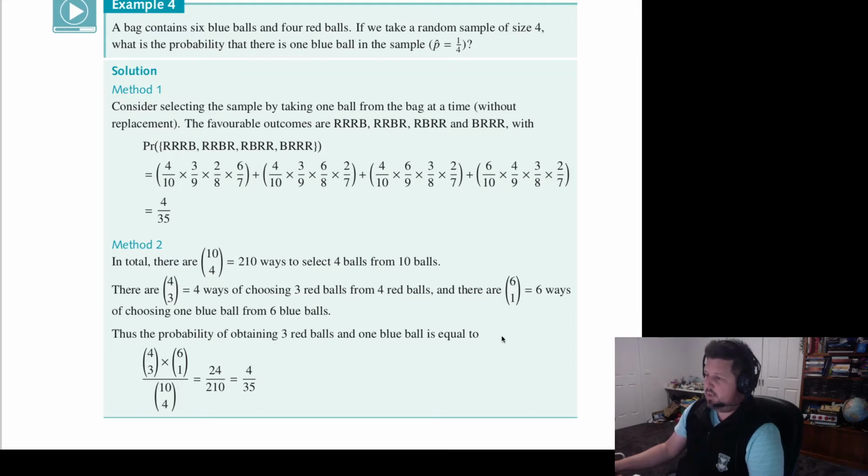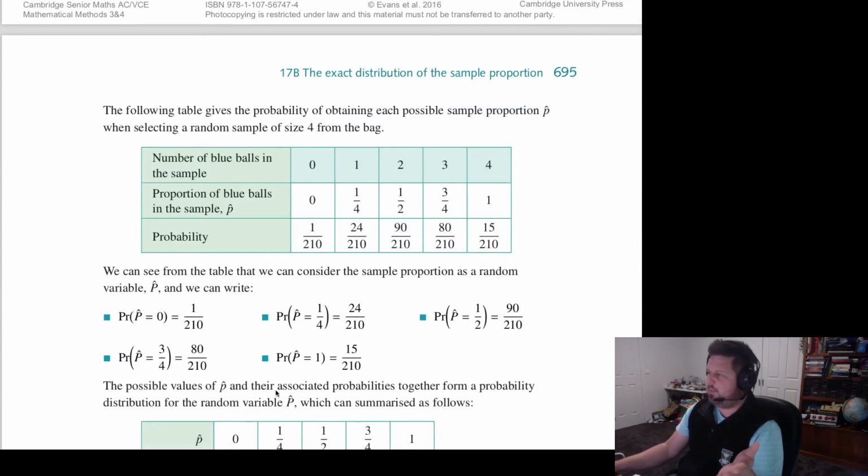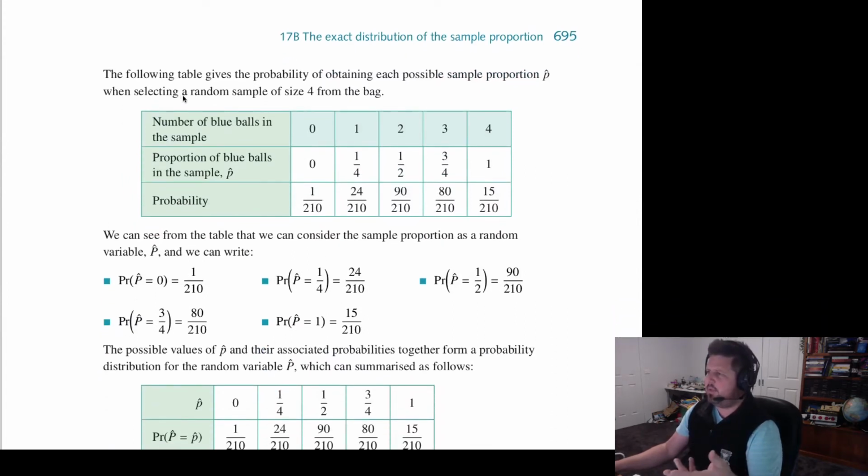Method number 2 is again using that selection stuff that we spoke about at the top. It says in total there are 10C4, or 210 ways, to select 4 balls from 10 balls. There are 4C3, which is 4 ways of choosing 3 red balls from 4 red balls, and there are 6C1, or 6 ways of choosing 1 blue ball from 6 blue balls. And therefore you can run the calculation of the probability of obtaining 3 red balls and 1 blue ball as follows, which is 4/35.